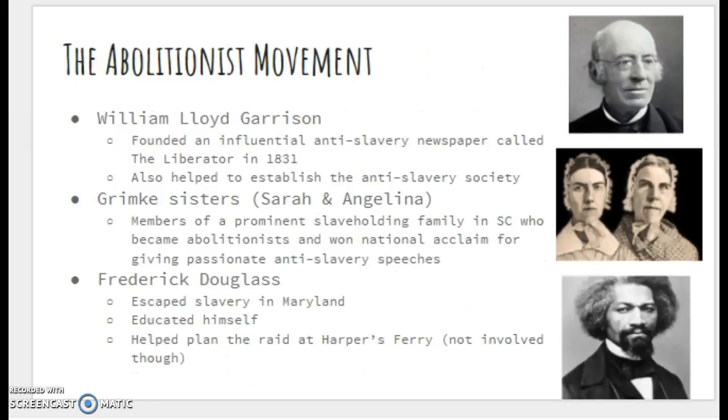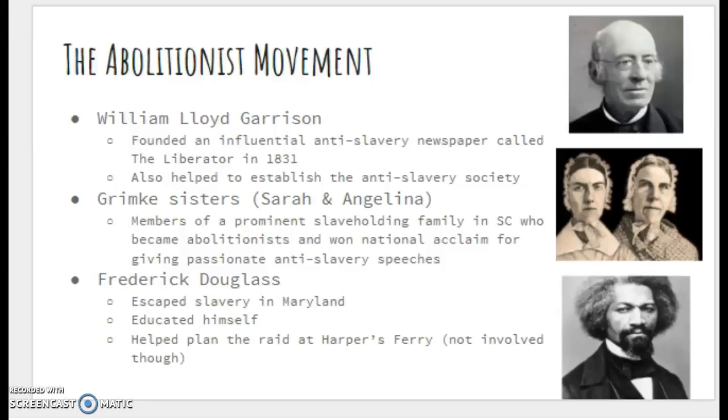The abolitionist movement. All right, we're going to talk about William Lloyd Garrison here at the top, the Grimke sisters, Sarah and Angelina here, and then Frederick Douglass at the bottom. These are all key players in the abolitionist movement, particularly William Lloyd Garrison. He founded an anti-slavery newspaper called The Liberator in 1831, and he also helped to establish the Anti-Slavery Society, which was just a group that conducted meetings and things about how to go about abolition.